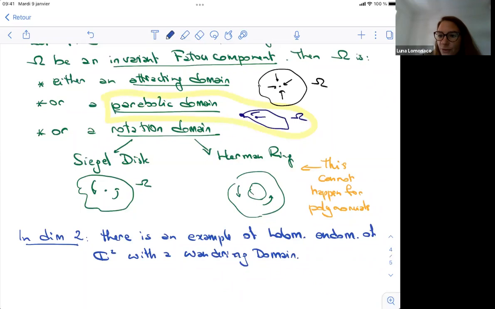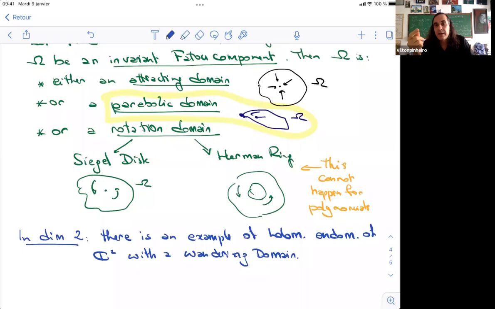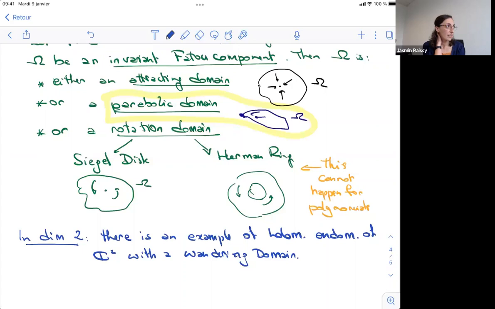Yes, you're saying that Sullivan's result about wandering domains does not work for maps on C2. But how about his results about the number of periodic Fatou domains? Does this work or not? I'm not aware of this. I think it relies on things that we are not able to prove in higher dimension, not yet at least, but I'm not sure. I'm not an expert in one variable.